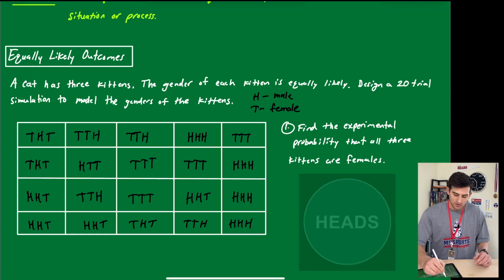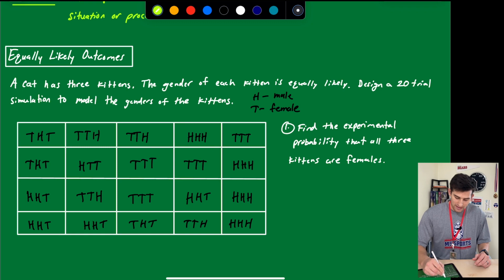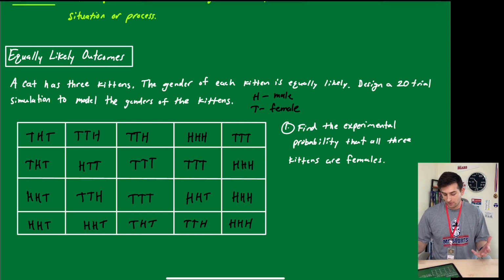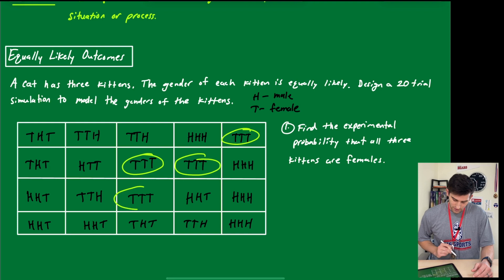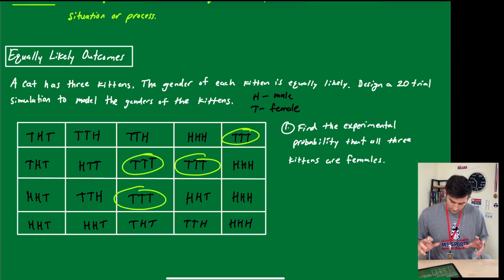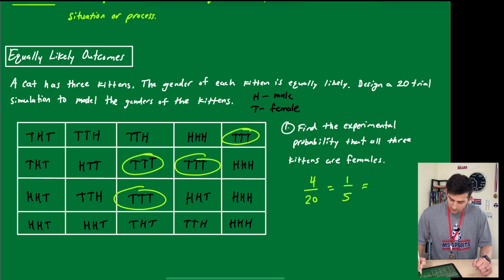Okay, so now what we want to do is look at those outcomes where we had all 3 females. So that's tails, tails, tails. We had 1 here, another one here, and another one here. Okay, I think that's it. Yes. So how many did we have? We had 4 out of 20, right? So 4 out of 20, that's 1/5, which is about 20%.